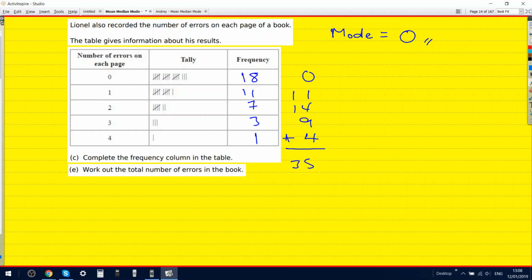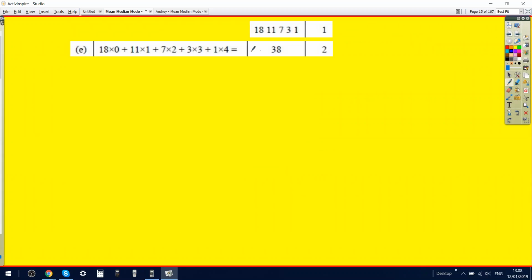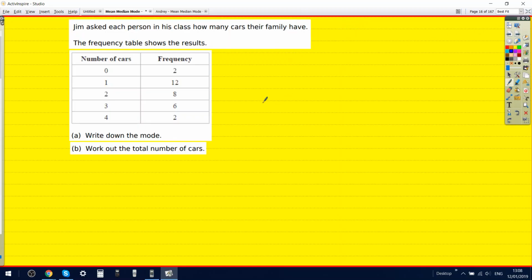add those up. So the mode is the one with the highest frequency. So that was 0. And then the total, you multiply them and add them up. That was for a different thing. I asked you for the mode. So that was 18, 11, and 38. Okay, mode.